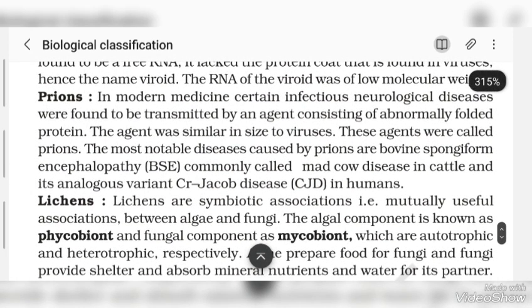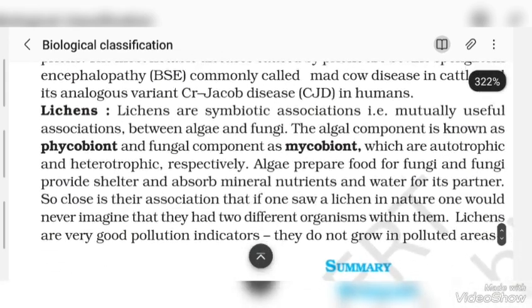In modern medicine, certain infectious neurological diseases were found to be transmitted by an agent consisting of abnormally folded protein. The agent was similar in size to viruses. These agents were called prions. The most notable diseases caused by prions are bovine spongiform encephalopathy, BSE, commonly called mad cow disease in cattle, and its analogous variant Creutzfeldt-Jakob disease in humans.